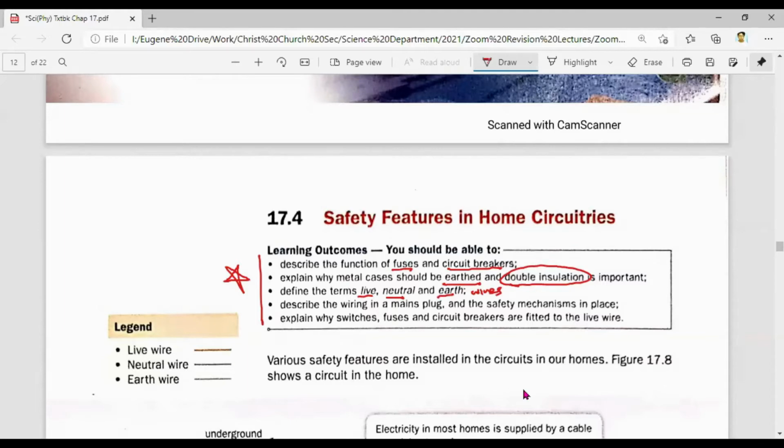Next, we also learn to define the terms live, neutral, and earth wires. We will learn how to describe the wiring in the main plug. This one is quite important, frequently tested. Those are the safety mechanisms in place. And lastly, explain how the switch, fuses, and circuit breakers are fitted to the live wire, and explain why. So these are the things we're going through in 17.4.